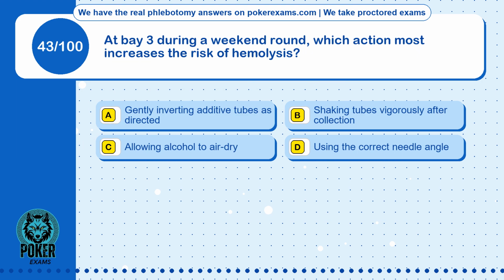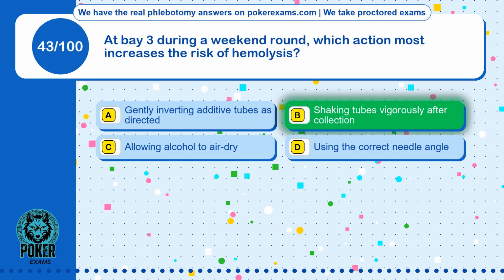Question 43. At Bay 3 during a weekend round, which action most increases the risk of hemolysis? Option A. Gently inverting additive tubes as directed. Option B. Shaking tubes vigorously after collection. Option C. Allowing alcohol to air dry. Option D. Using the correct needle angle.